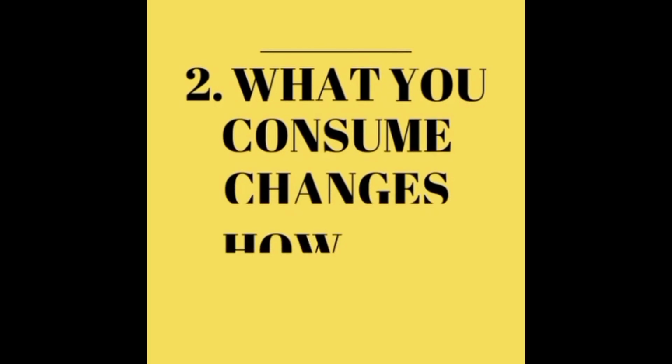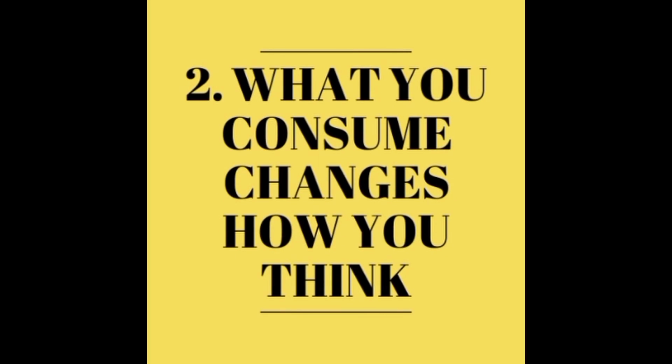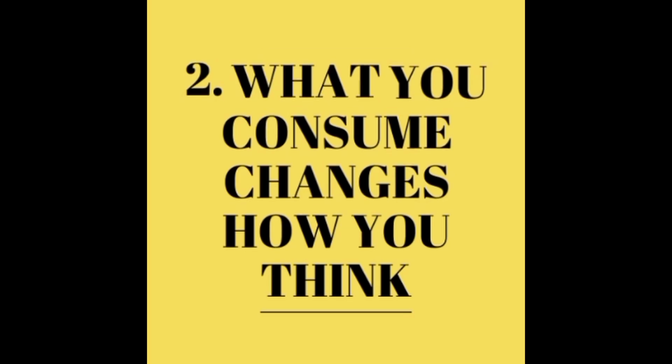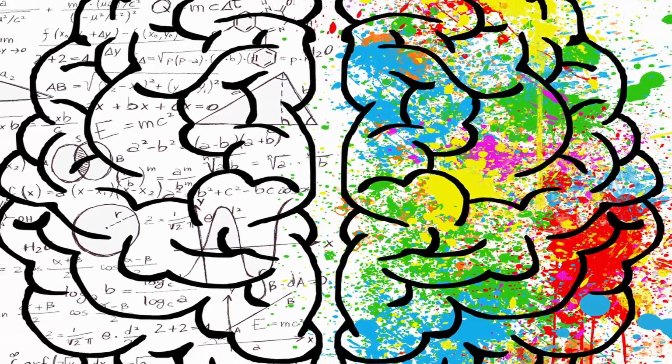Now, another tip on how you can control this is by understanding that what you consume consistently changes how you think. There's a really interesting saying: you are what you eat. Now you are also what you consume. Because in this information age, the information you consume consistently changes your worldview or your perspective on the thing that you viewed.